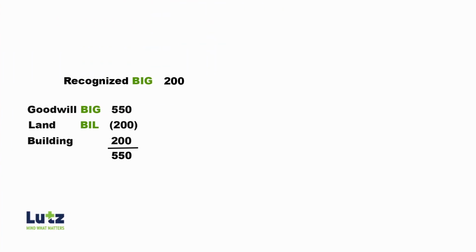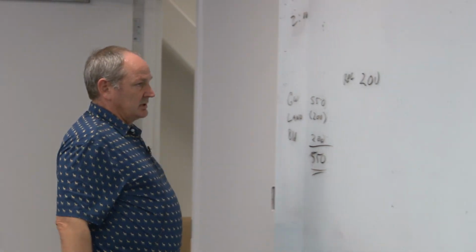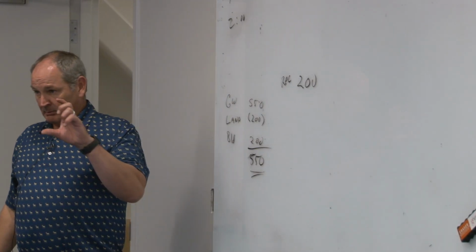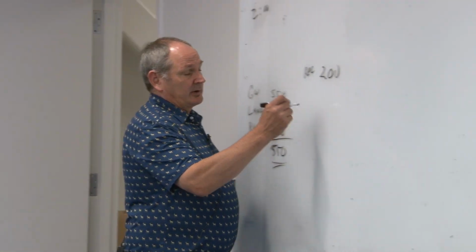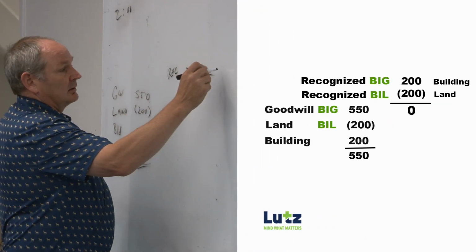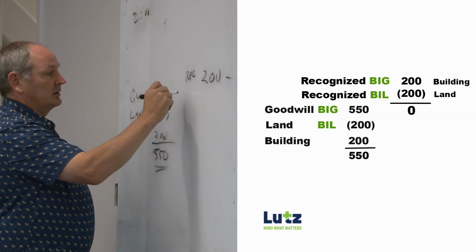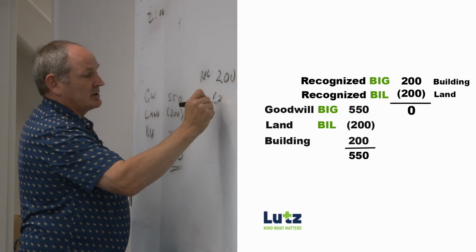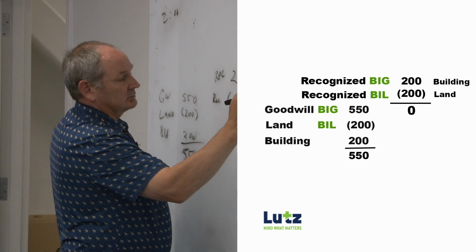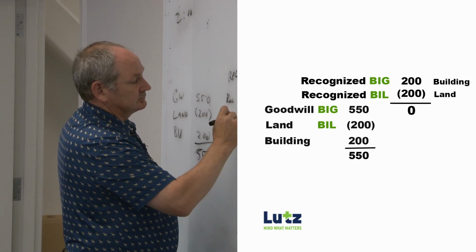What generally is going to go with the building? The land. So part of that procedure that I wrote down is you have to take all the built-in gains and losses that were recognized in that given year and sum them up. So we have recognized gain on building of 200. We have recognized loss on land, 200, so net 0.